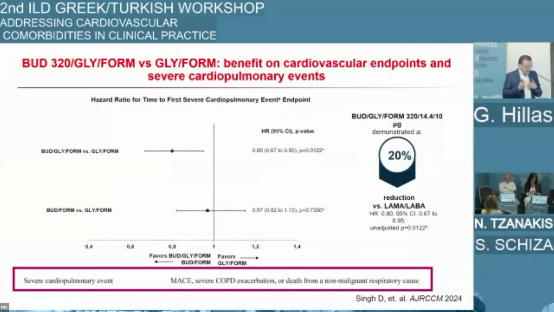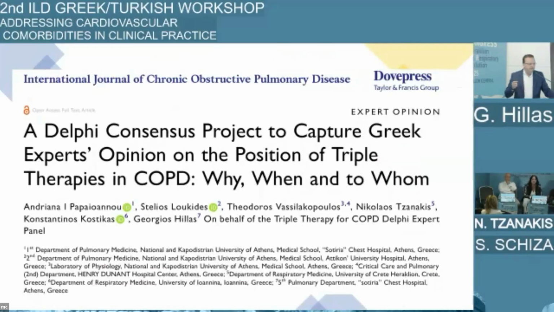And another post-hoc analysis, this time of IMPACT from ETHOS, shows that triple therapy was associated with a benefit across a range of cardiovascular endpoints and further indicates a benefit on severe cardiovascular events. These results from this post-hoc analysis and from other studies suggested that we could include cardiovascular endpoints and cardiovascular outcomes as primary outcomes in the big COPD trials to further investigate these things.